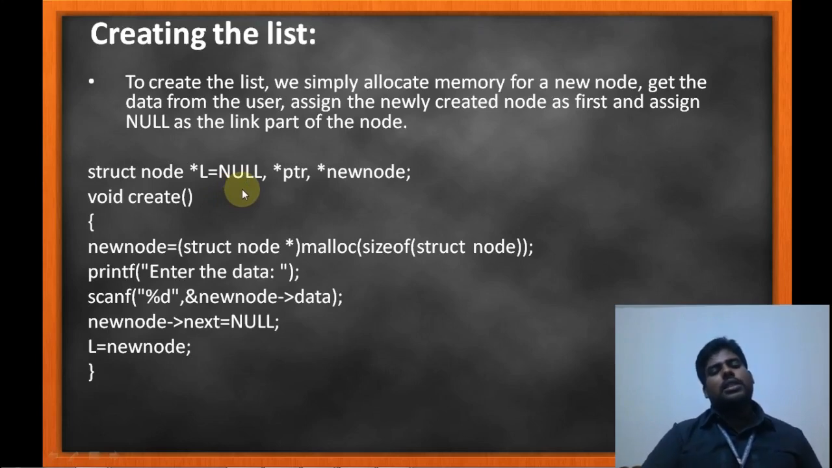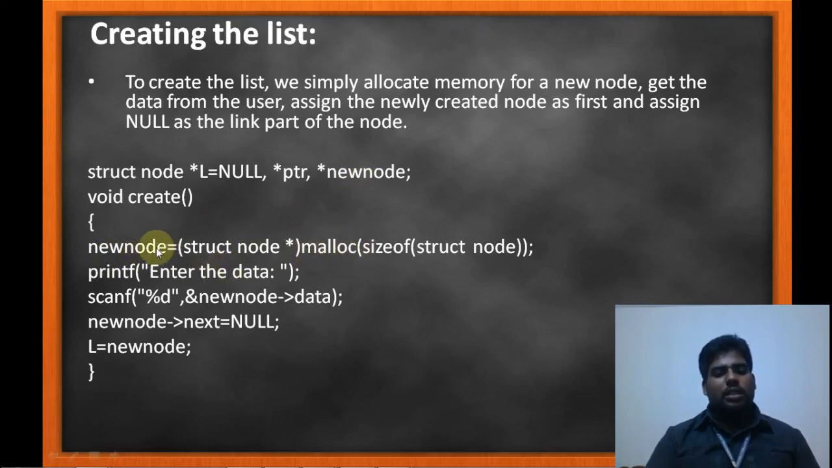If the pointer is initialized to 0 or null, we can say it is a null pointer. Okay. Now see, here I created the list. So I am using one user defined function, void create. Inside that, I am using this structure variable as a pointer. I am using this pointer for dynamic memory allocation, malloc.